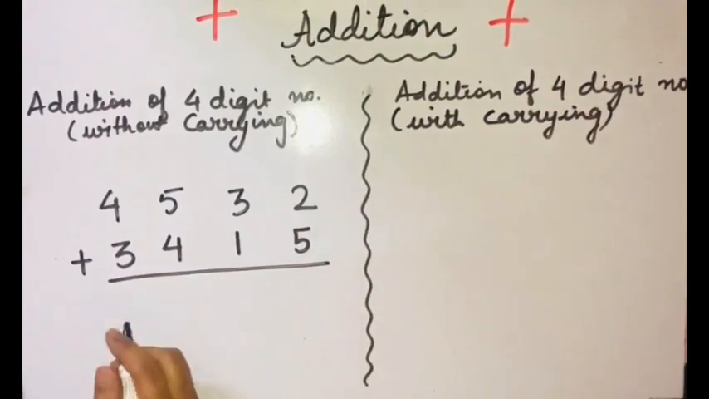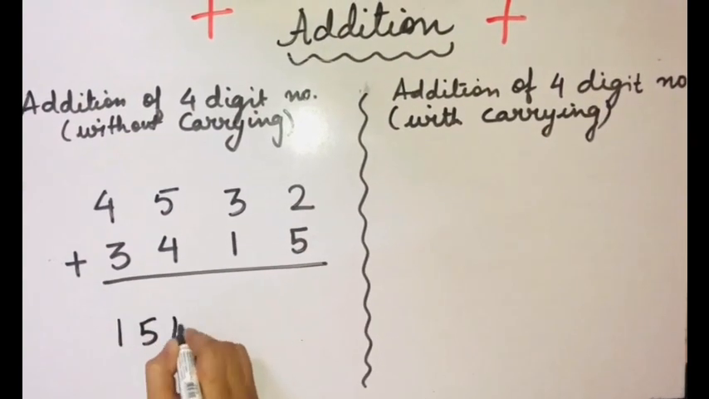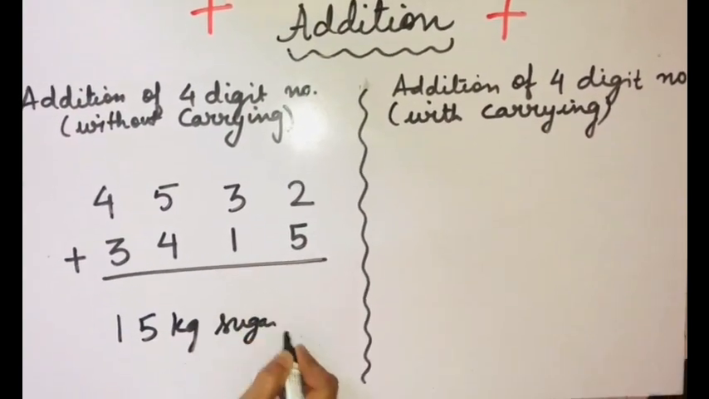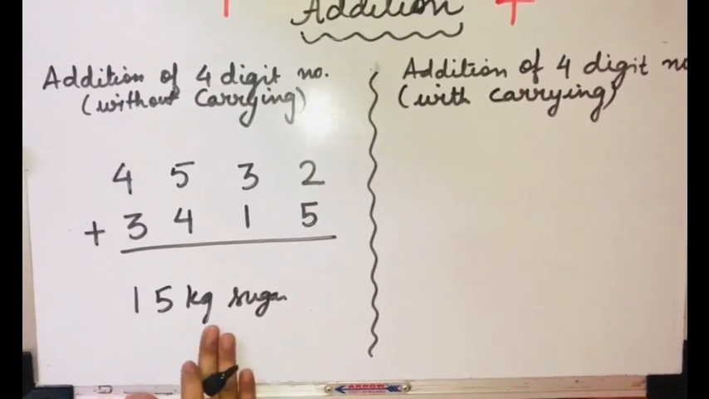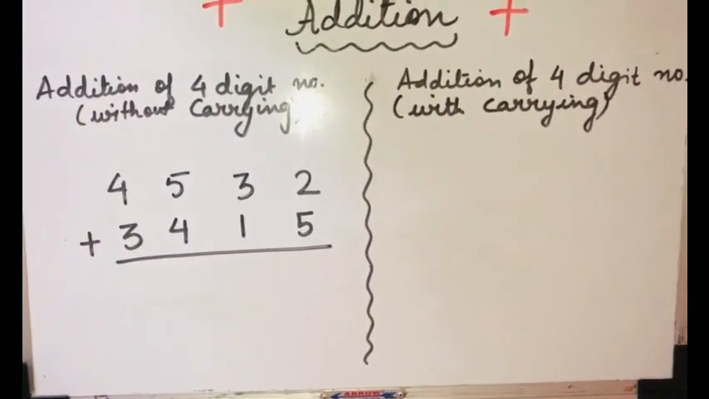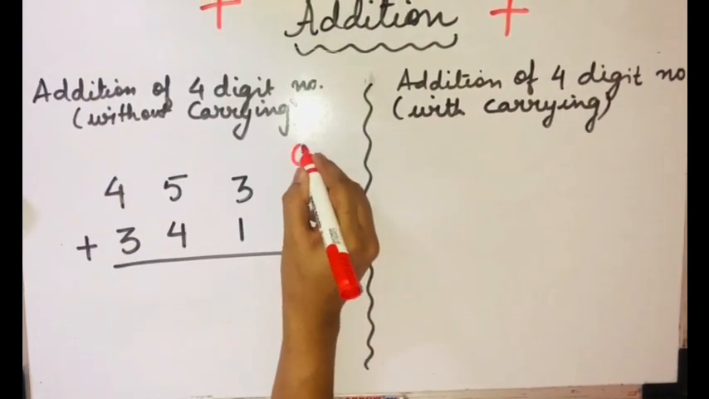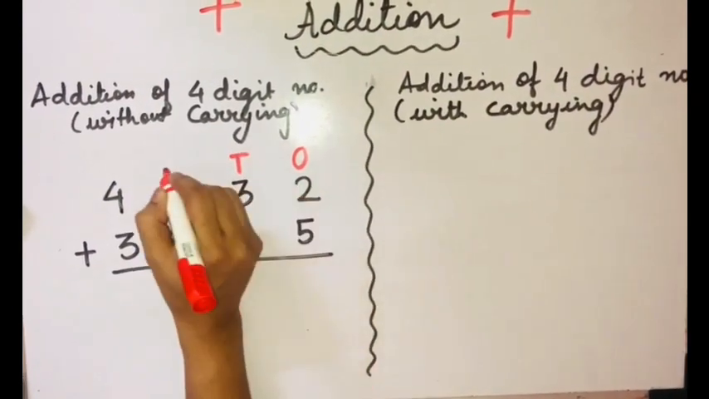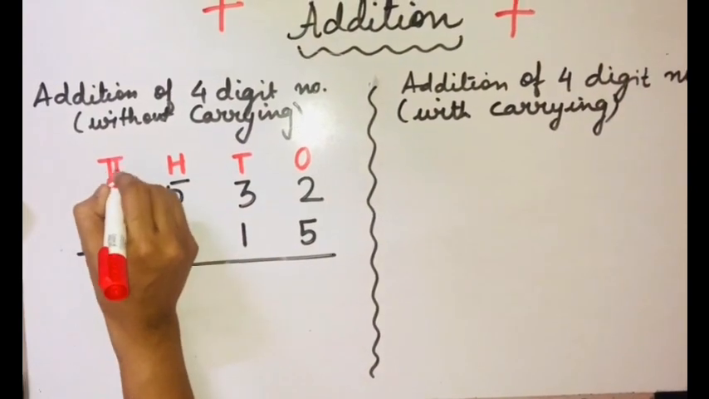Your parents or your mother never says that go and bring 5 kg of sugar. She will never say this. She always tells you bring 15 kgs of sugar. So why is this? This is because of the place value. So we should know the place value first. This is ones, this is tens, this is hundreds, and this is thousand.